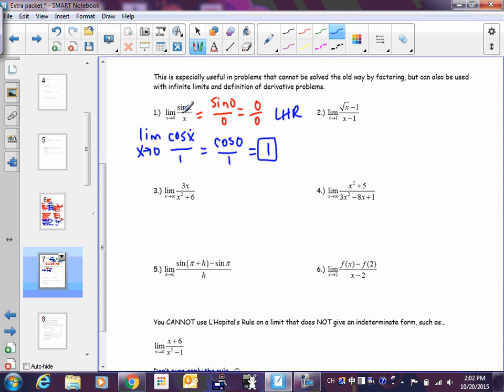You did see a problem like this at the beginning of the year, but it was when we did the table on the calculator. So this is how you would do a problem like this without the calculator. And now you know.